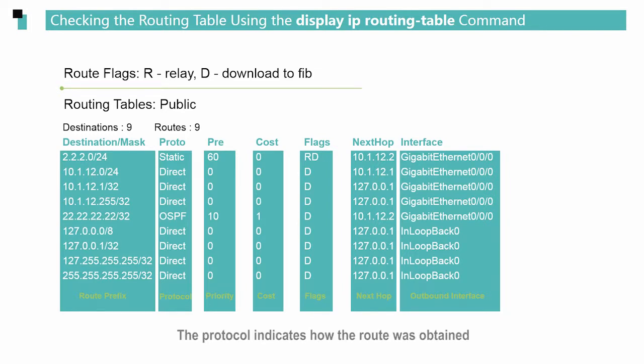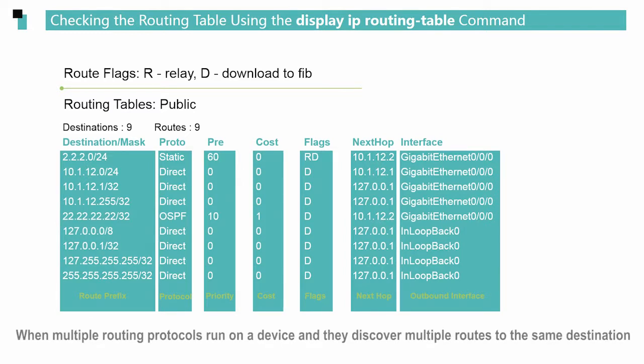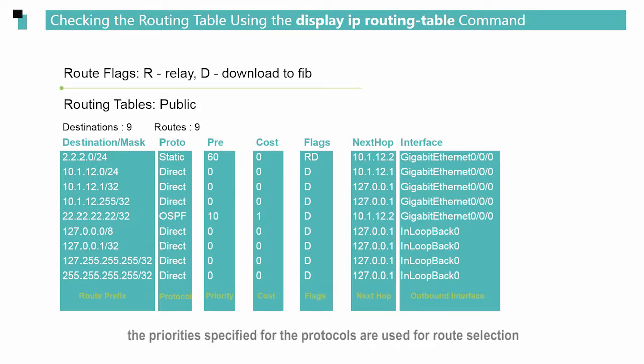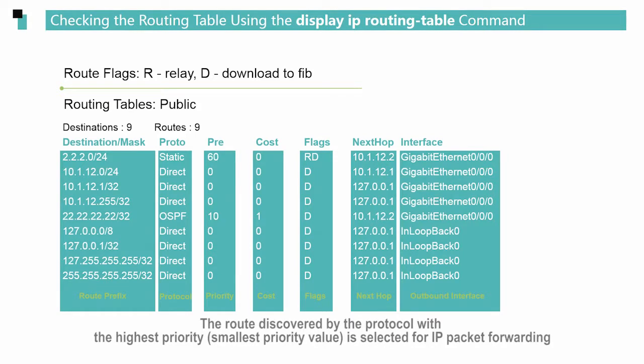Protocol. The protocol indicates how the route was obtained: through a directly connected network segment, static route configuration, or a dynamic routing protocol, such as OSPF or BGP. Priority. When multiple routing protocols run on the device and they discover multiple routes to the same destination, the priorities specified for the protocols are used for route selection. The route discovered by the protocol with the highest priority, smallest priority value, is selected for IP packet forwarding.